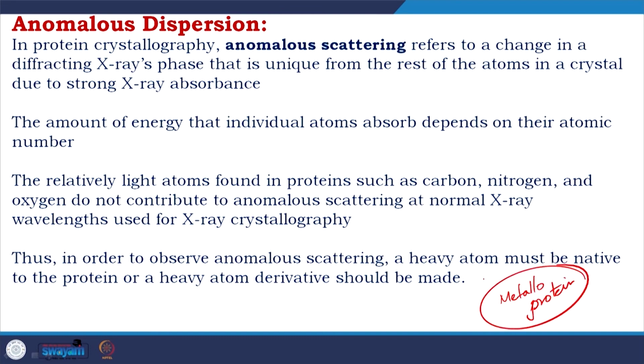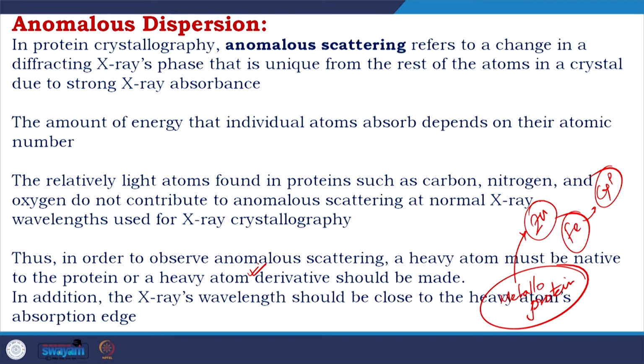In those proteins, zinc and iron in their different oxidative states are present, like for iron, this is cytochrome P450. So, like that, and there are different DNA binding proteins which have zinc fingers. So, they are native, but if it is not native, you have to develop heavy atom derivatives.